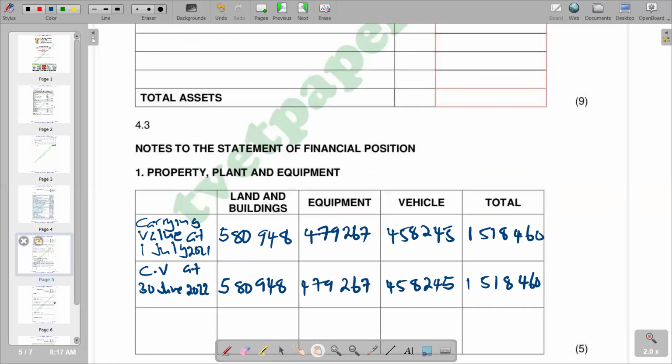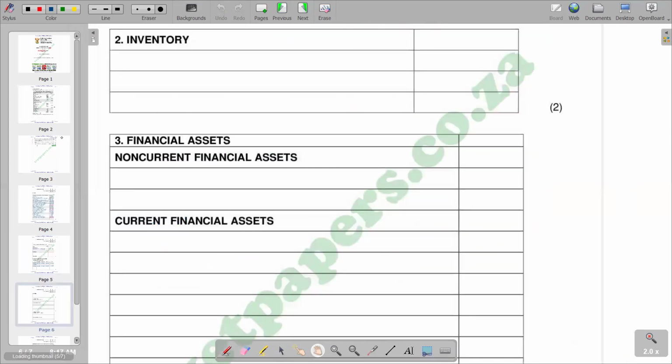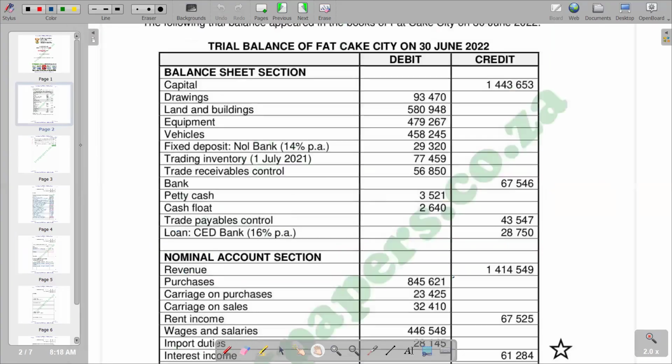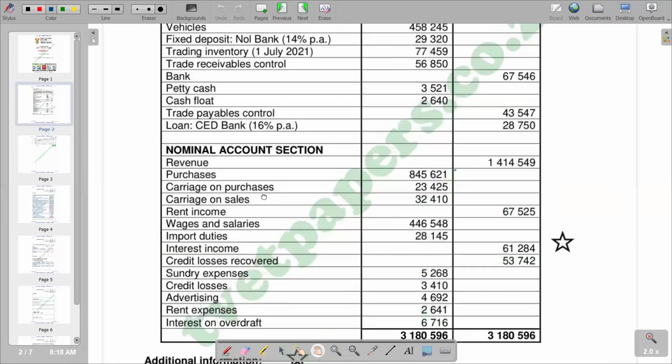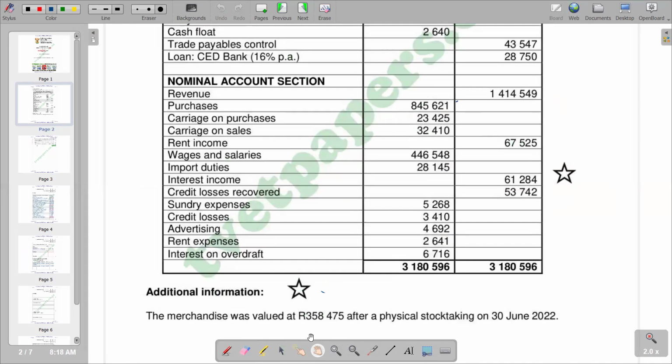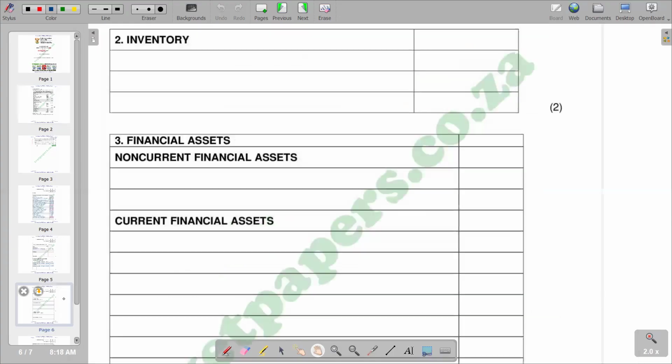The next note that we are going to prepare is on inventory, whereby we are going to use the figure for closing inventory, the one that goes to the statement of financial position. If you come here, you see that the figure for inventory given is 358,475 in the additional information, after a physical stock taking on 30 June 2022, which is at the end of the year. So we take the figure that we have there as our inventory, whereby we have a title for inventory. Then here we're going to say trading.